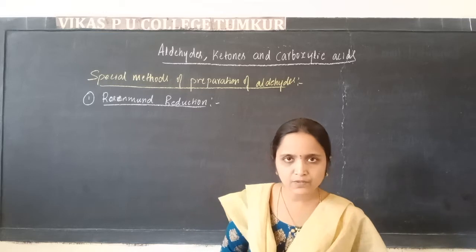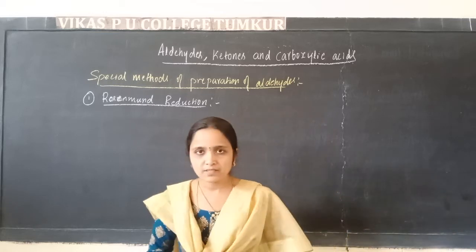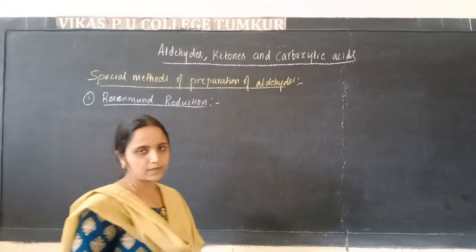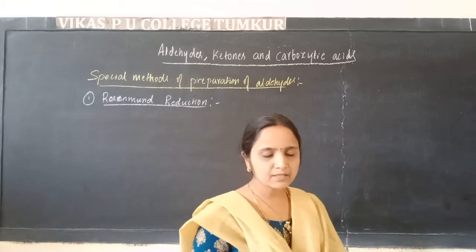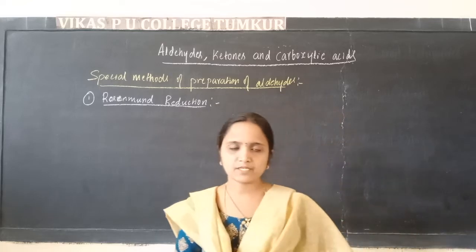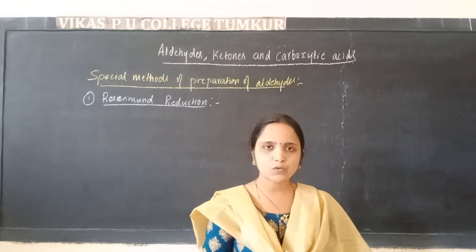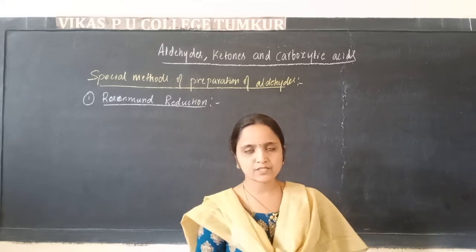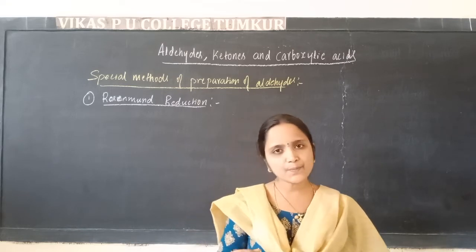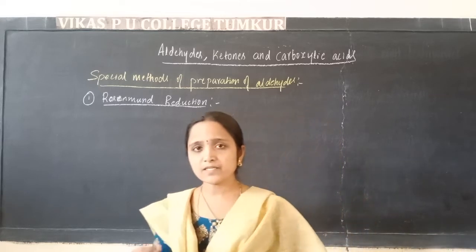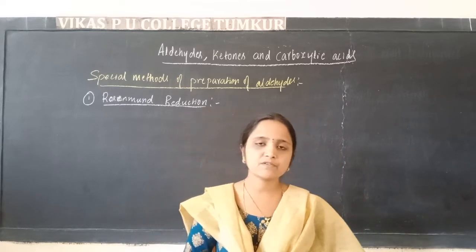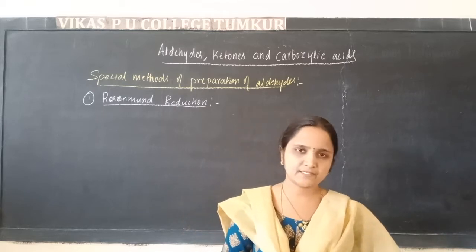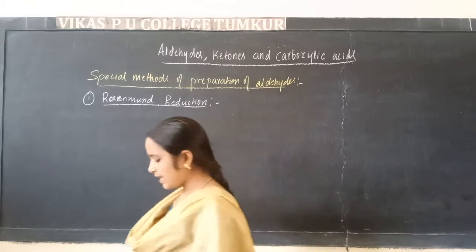The first special method we are going to discuss is the Rosenmund reduction. Here we take benzoyl chloride, that is, an acid chloride. Generally, an acid chloride undergoes reduction with hydrogen in the presence of palladium on barium sulfate, and it gives the aldehyde.